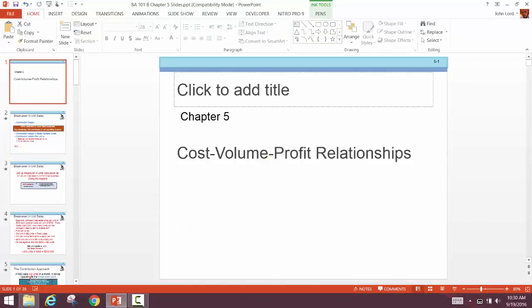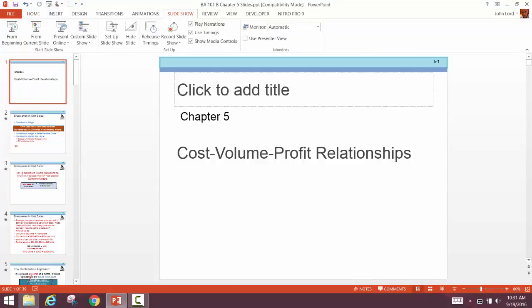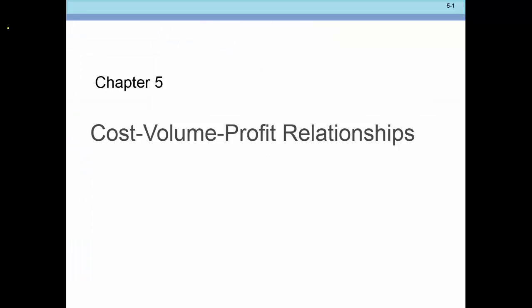And I want to get us into Chapter 5 now. Okay, so let's just go ahead and turn our attention to Chapter 5, and let's start to talk about cost, volume, profit. They're saying relationship, whatever. Cost, volume, profit analysis. Okay, cost, volume, profit analysis is the way I like to phrase this or call this. Okay, now what happens with cost, volume, profit analysis?